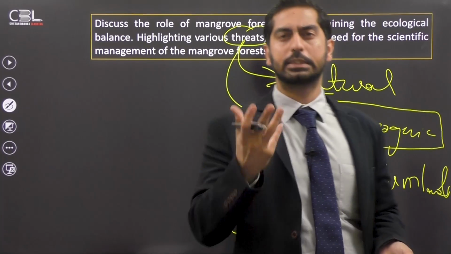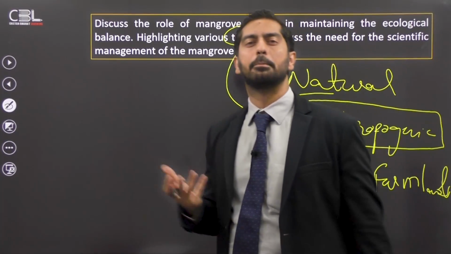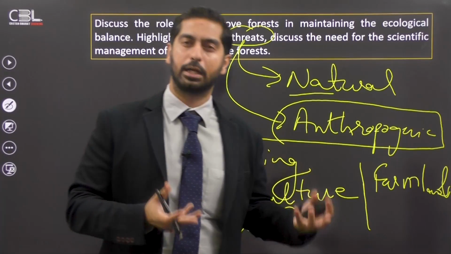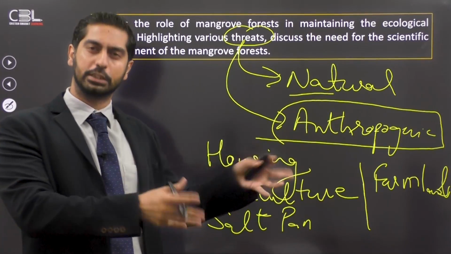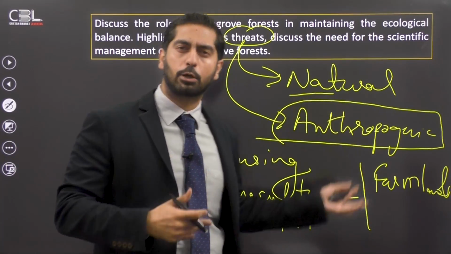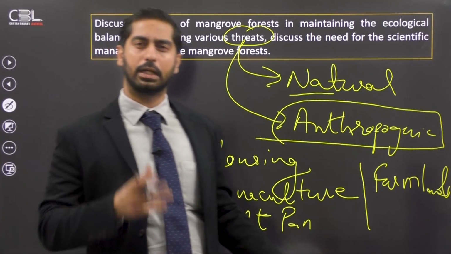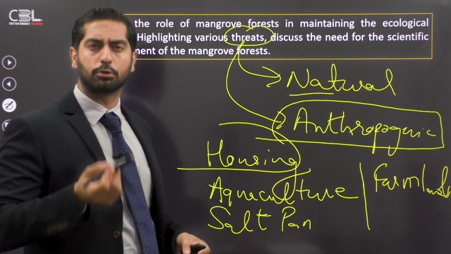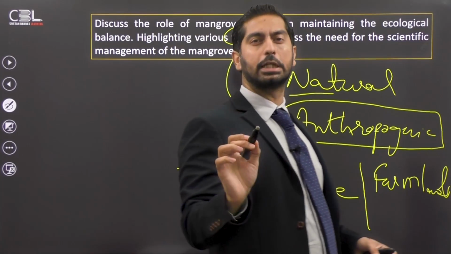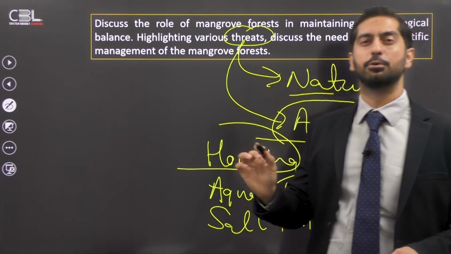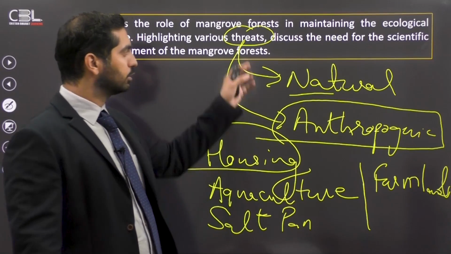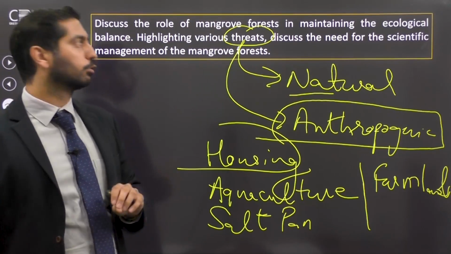Shrimp farming is leading to destruction of the mangrove forest, because on those regions only where the mangrove forest exists, we convert those regions into shrimp farms, aquaculture, salt pans, farmlands, and invariably there are also housing projects in some cases, notwithstanding the coastal regulation zone regulation, CRZ regulations. So these are the threats to mangrove forests.